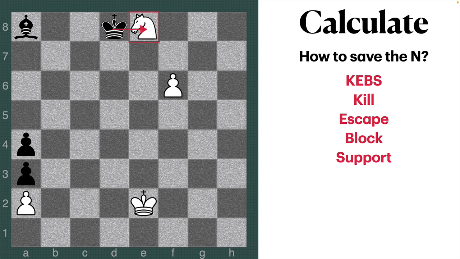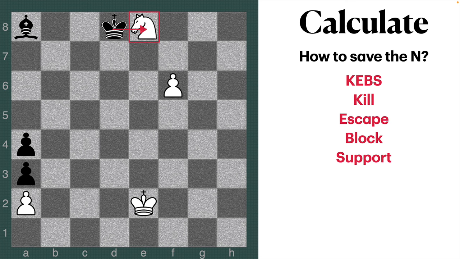Remember, to protect my pieces in chess, there is a framework that we use in Zugzwang called KEBS. Kill, escape, block, support. These are the 4 ways in which you can protect your pieces. You can kill the attacker. In this case, that can't be done because you can't kill the king. You can escape. Of course, you can move the knight away from where it is to some other square.